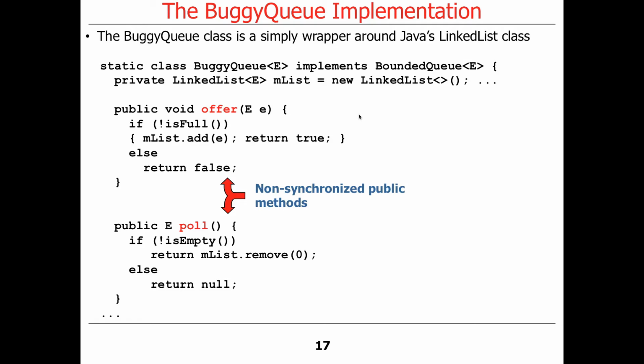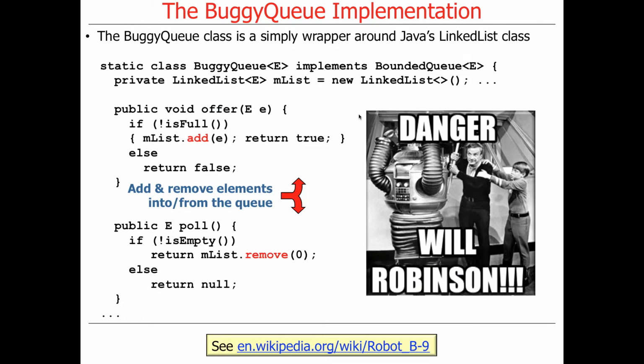So what will happen when you call them is that offer will check to see if the queue is full. If the queue is not full, it adds the item and returns true. If the queue is full, it returns false. So it's offering but not blocking. And poll checks to see if the queue is empty. Sorry, if it's not empty, it removes the first item. If it is empty, it returns null. And of course, this is danger.